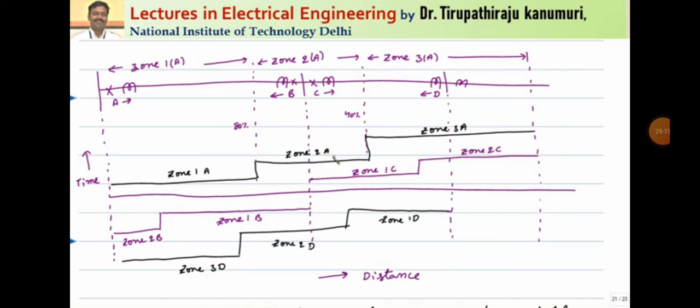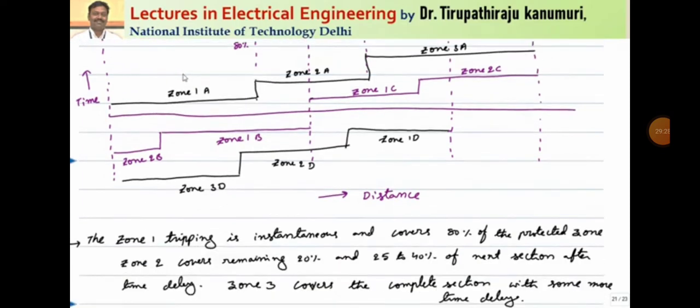That means zone 2 covers about 40% of section number 2, and zone 3 covers the remaining part of your transmission line. That means these are providing the backup protection for the remaining zones as well as the backup protection for the same zone also. So that is the advantage of this one.